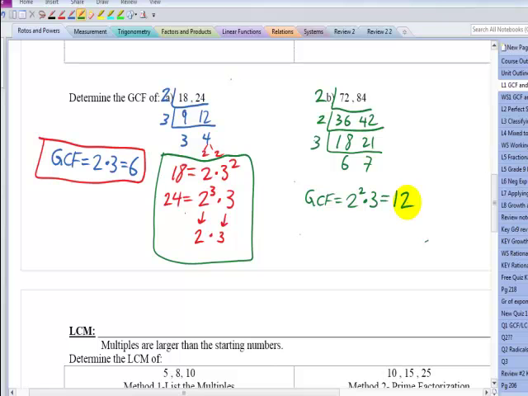Any questions? Could you write 72 as prime factorization? Absolutely. 84? Yep, absolutely. Okay. Turn it over.